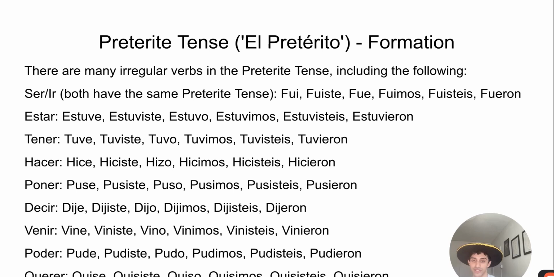I'll give you a bit of time to digest all of this. That's quite a lot of information here. These are the most common irregular verbs in the preterite tense, which do tend to be the most common verbs in the language in general, anyways. And there's a few more on the next slide as well. But I'll give you a bit of time to look over all these. Notice that ser and ir both actually have the same conjugation as each other in the preterite tense. So fui could translate as both I was from the verb ser and I went from the verb ir. So the context should make it clear what the meaning is in a particular instance.